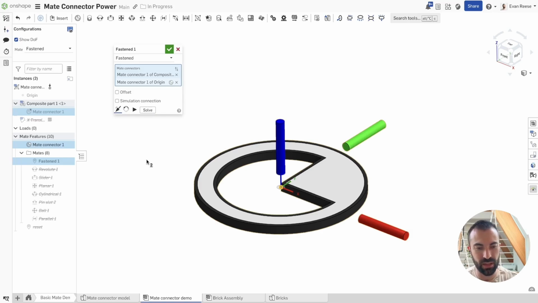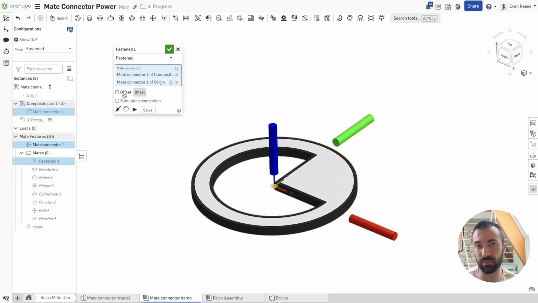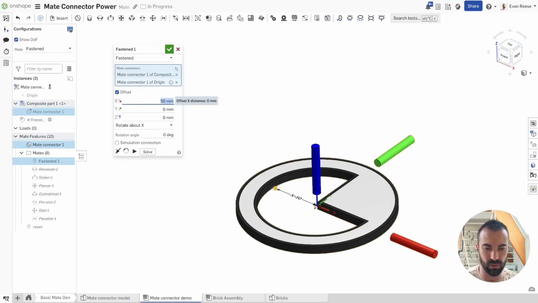Hot tip: A will do the flipping and Q will do the clocking. So if you're a hotkey person like I am, that's a great way to go. And if you need an even more intermediate position between these two, you can also check this offset button and we can now begin to move this around.